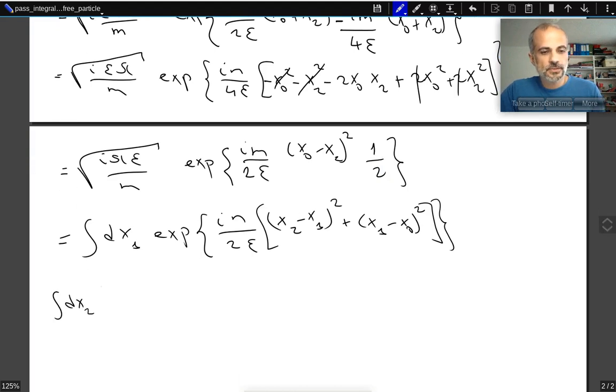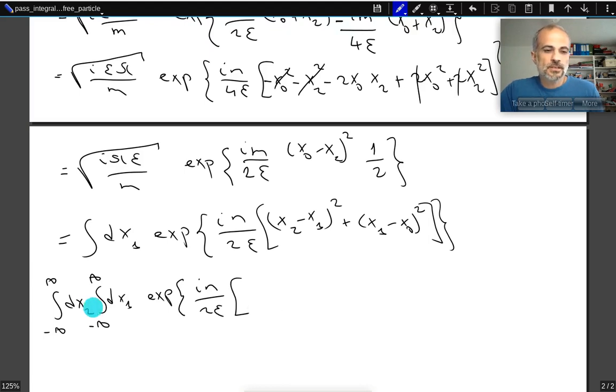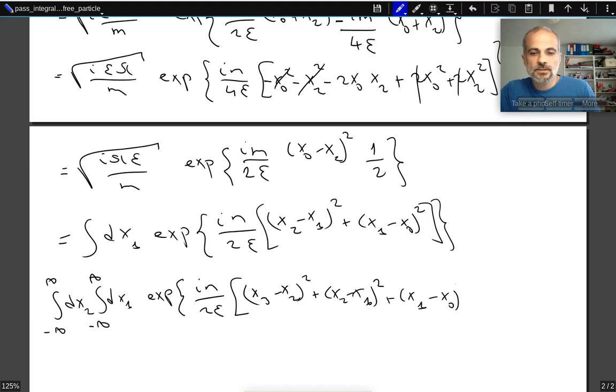Now, let's evaluate the x2 integral. So we have the x2, the x1, both of them from minus infinity to infinity, of the exponent i m over 2 epsilon, which is common in all the terms. You see, let's just write all the terms that contain x2 and x1. So there is x3 minus x2 squared plus x2 minus x1 squared plus x1 minus x0 squared. So basically in the exponent we have this additional term that contains x2.